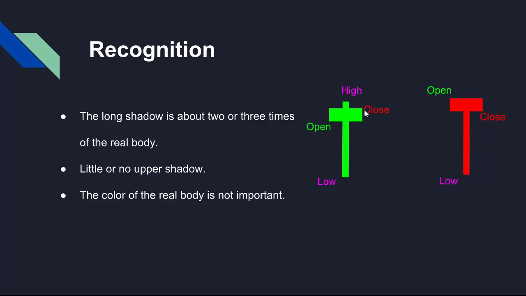Okay, the last point, last but not least: the color of the real body is not important. For example, this is a red candle, which we know is a bearish candle, and this is a green candle, which we know is a bullish candle. It doesn't matter what the color of the candle is, the interpretation of both candles is the same. The interpretation is similar for both: a trend reversal is going to happen in the upcoming movement.